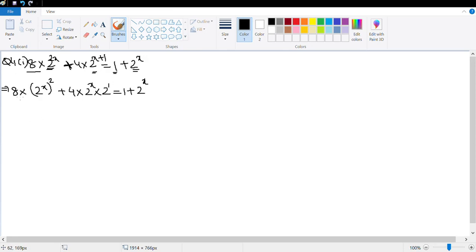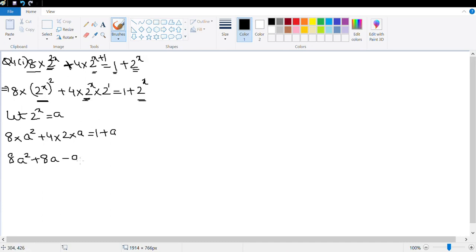Now this, I can convert into a quadratic if I take this as a. Let's try. Let 2 to the power x be equal to a, which means this is 8 into a square plus 4 into 2 into this is a equal to 1 plus a. So this is 8a square plus 8a minus 1 is equal to 0.